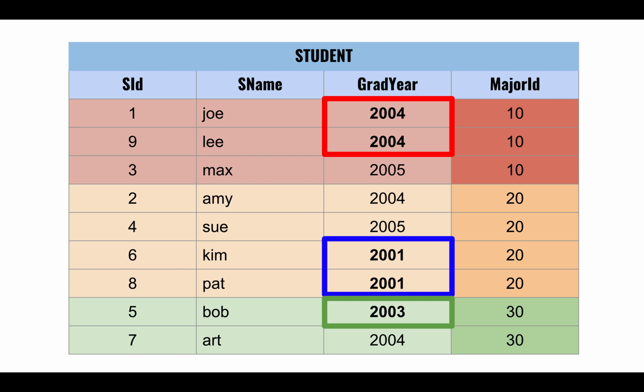So this becomes one group, right? So a group of 2, group of 1, group of 1, group of 1, group of 2, group of 1, and group of 1. Right? We're considering where these 2 are the same and these 2 are the same, right? So they belong to the same group. And then we can do aggregates such as count. How many are there, right?